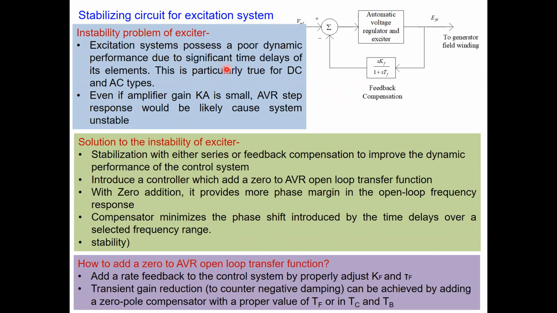Yes. In the first part yesterday we discussed SMIB, then SMIB with AVR, and then SMIB with AVR plus PSS, right? When we have the AVR, there could be a situation where instability may arise, and that instability is because of poor dynamic performance of the excitation system. Why poor dynamic performance? Because we have several delays here.